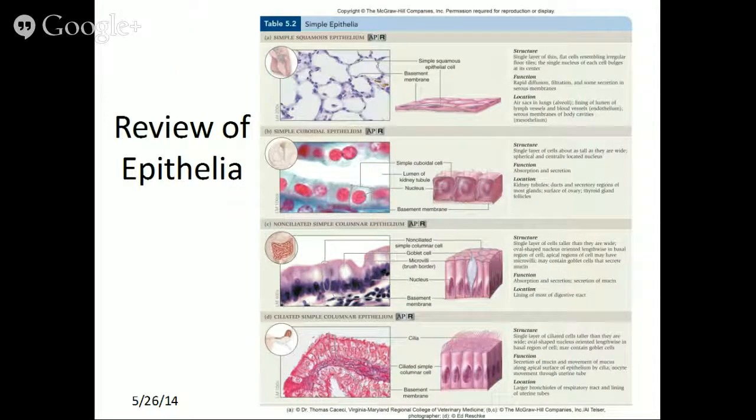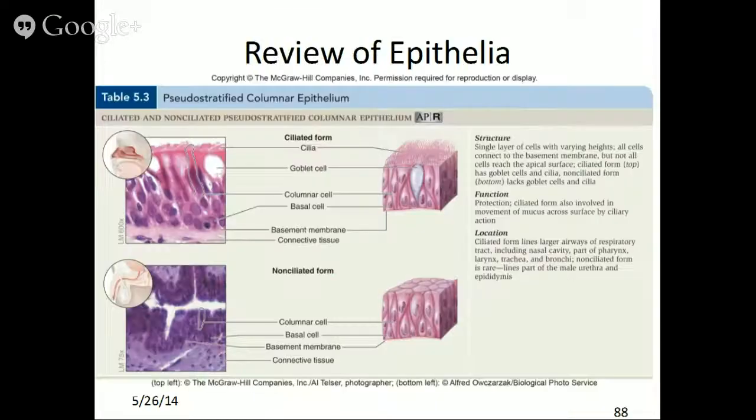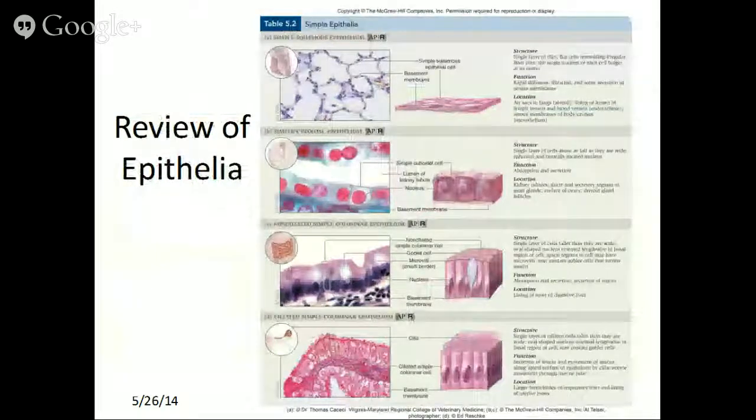Now, this is just a brief review of the different types of epithelial tissue. You'll see simple squamous, simple cuboidal, non-ciliated simple columnar, ciliated simple columnar. There's lots of different types, and you'll notice that the biggest difference between all of these different epithelial tissues, like this row and the next row, is their shape and how many layers of the actual cell there are. Like, for example, everything on this page is simple, which means that there is only one layer of cells. And the structure defines the function. Remember, we learned that in chapter 1, structure defines function.